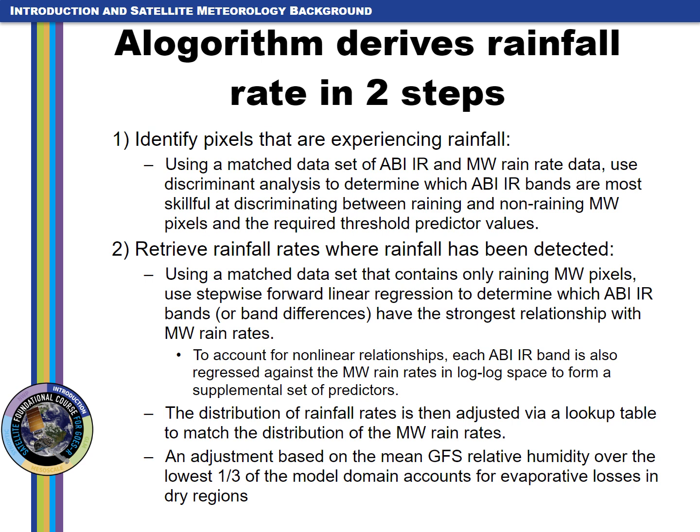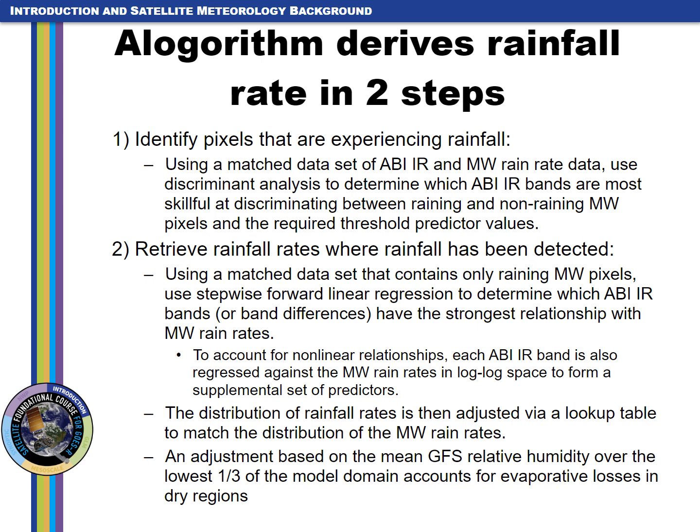And then for the second step, retrieve rainfall rates where rainfall has been detected. This is done using a matched dataset that contains only raining microwave pixels. Use stepwise forward linear regression to determine which ABI IR bands, or band differences, have the strongest relationship with microwave rain rates. To account for nonlinear relationships, each ABI IR band is also regressed against the microwave rain rates in log-log space to form a supplemental set of predictors.